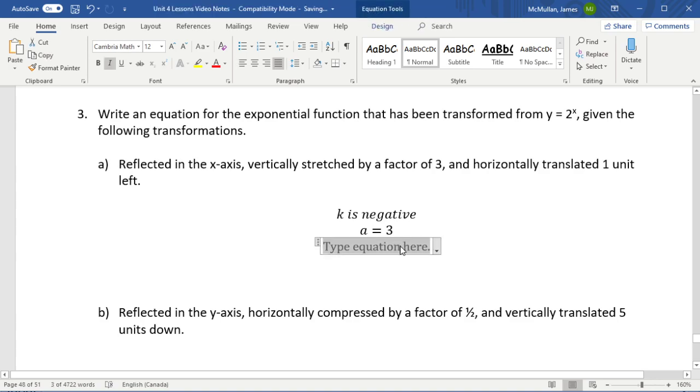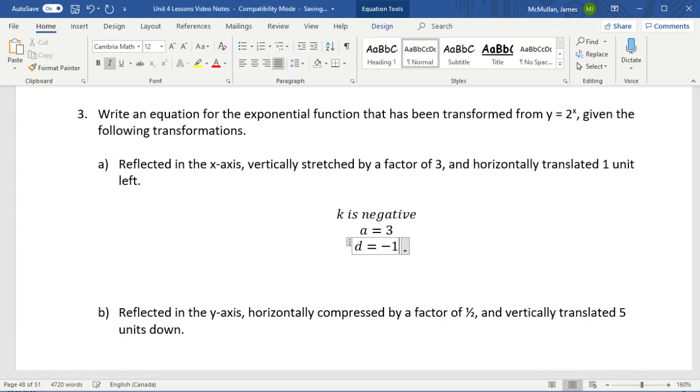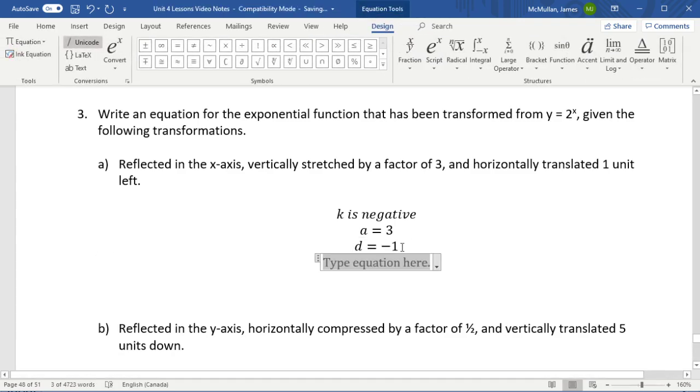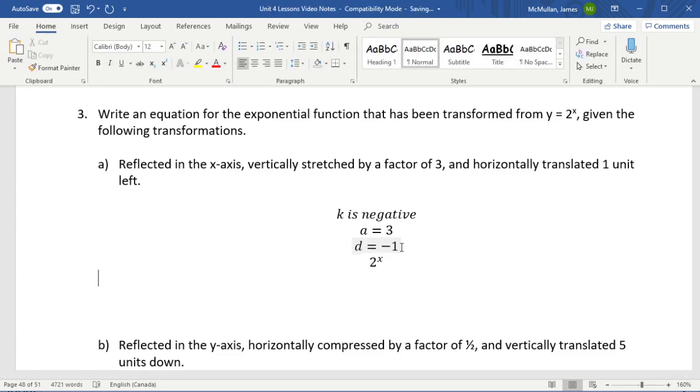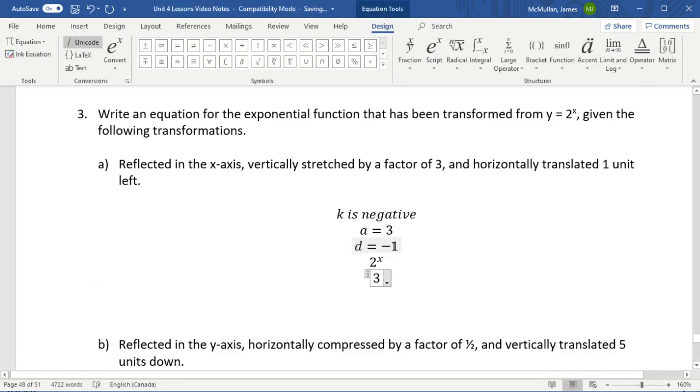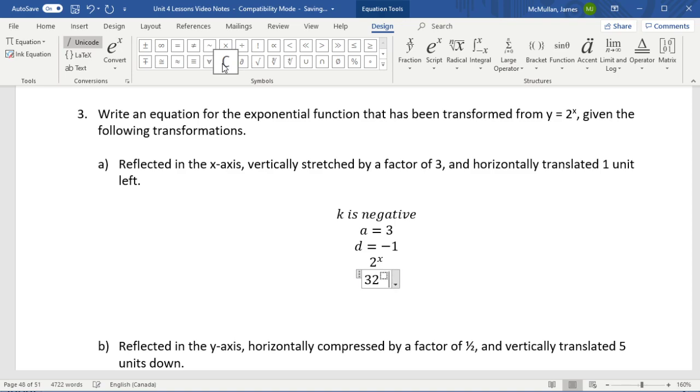Horizontally translated 1 unit left, D is -1. So let's write the equation. We start with 2 to the x, which is the original equation, and then we're going to add the parameters. So we put a 3 at the front. Usually it's a good idea to put a bracket, because if you just do that, it just looks like 32 to the x. You don't really want that, right? So 3 bracket 2 to the power of x plus 1, right? Because D is negative, so I'm going to write x plus 1.